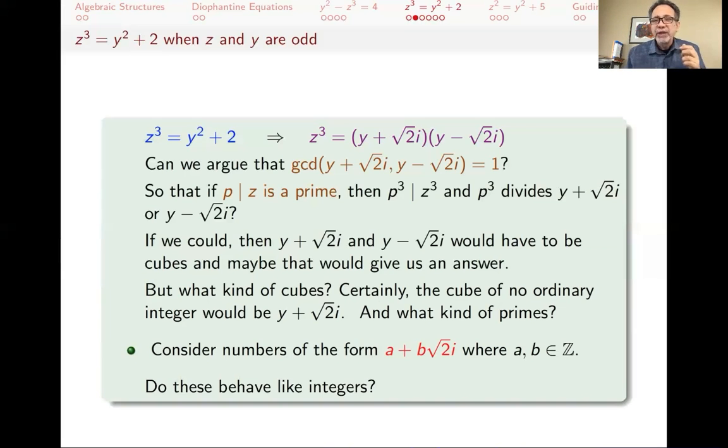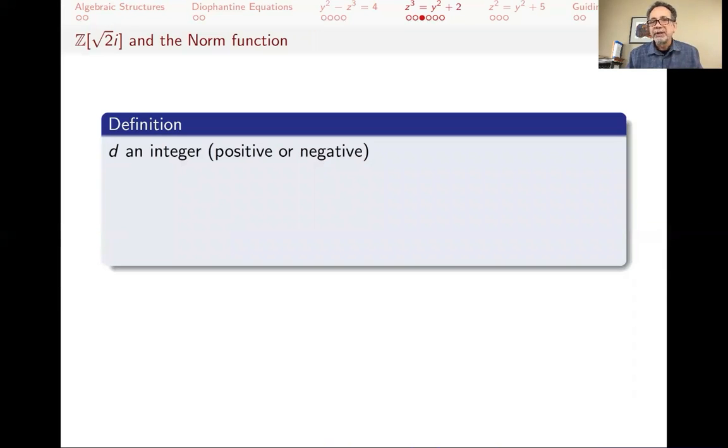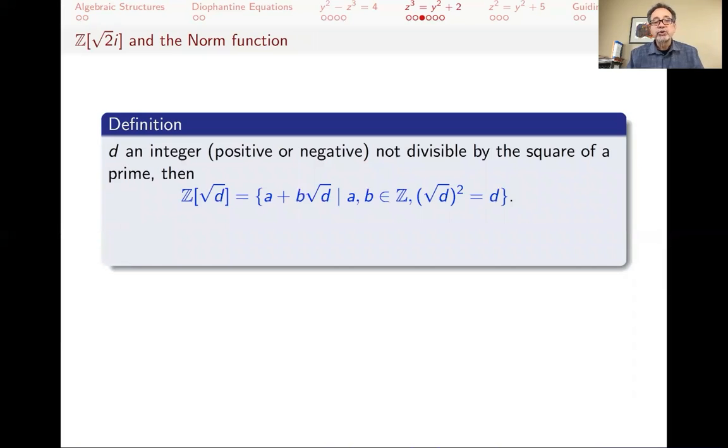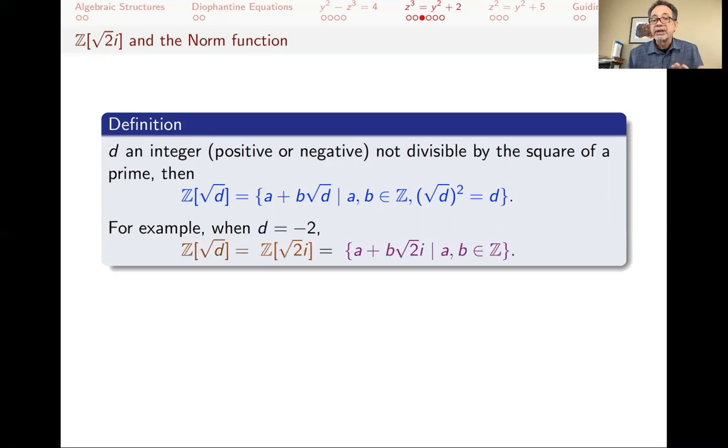Our question is: do they behave like integers? Can we even use the same vocabulary for them? Can we talk about primes, divisibility, being relatively prime, being a cube, and so forth about these guys? And if they do, then they're not going to be our usual set of integers, but maybe an expanded set of integers. Let's formalize that a little bit. So d is going to be an integer, positive or negative, not divisible by the square of a prime. Then we're going to define the set Z joined square root of d, which is going to be all the numbers of the form a plus b square root of d, where a and b are integers. And so, for example, if d is minus 2, then we get the numbers that we were looking for.